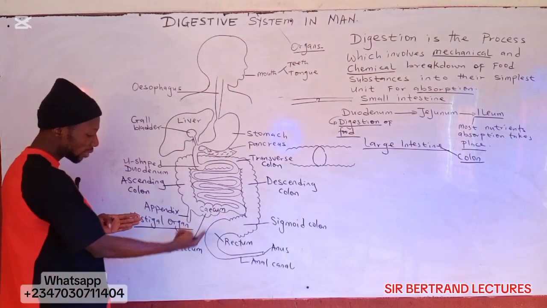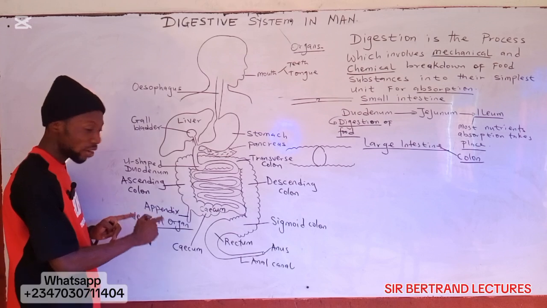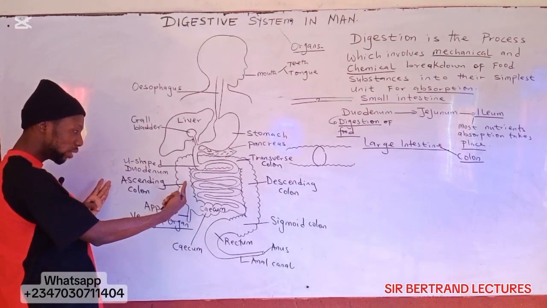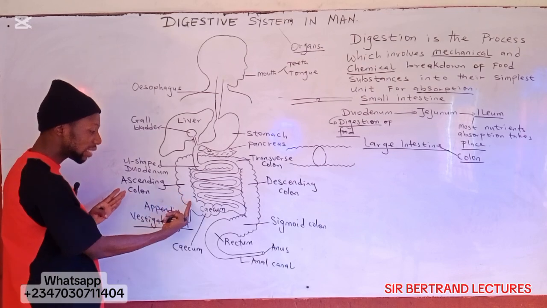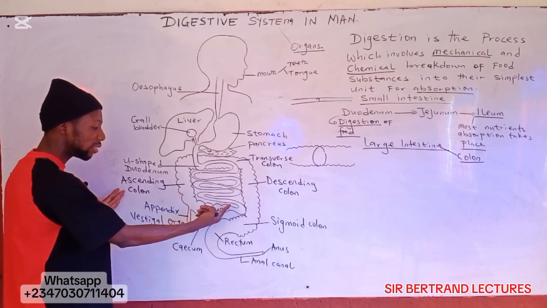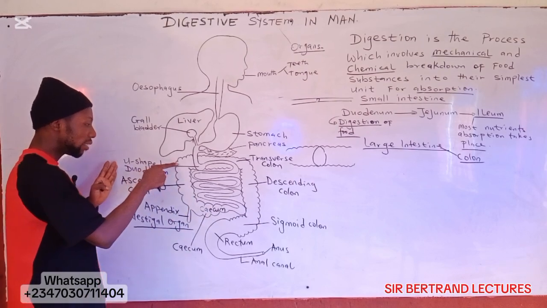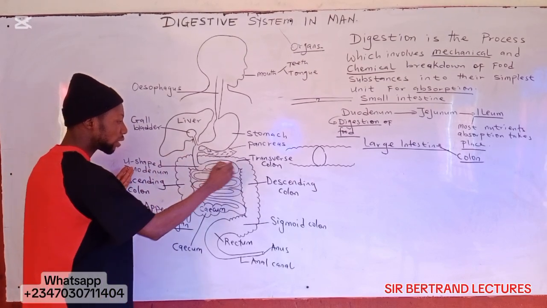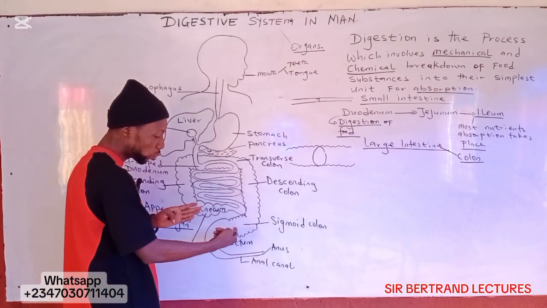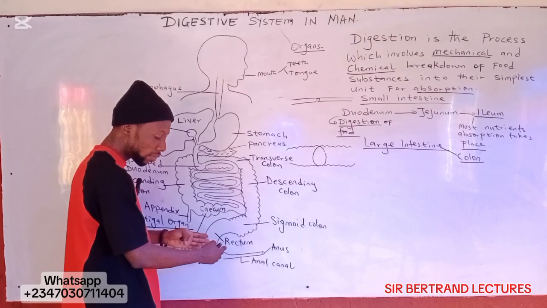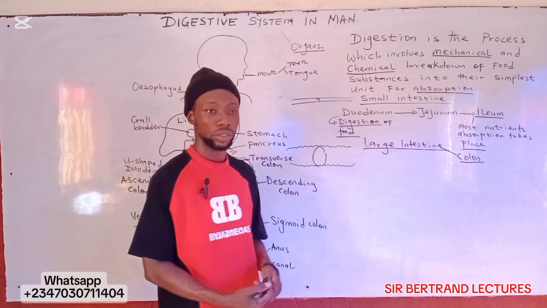We have it here as the cecum, which is joined with the appendix, the vestigial organ. Then we have the ascending colon, the part of the large intestine that is ascending. Starting from the origin, this is the ascending colon, and this part here is the transverse colon. Then here is the descending colon, and the sigmoid colon that connects with the rectum. The rectum continues here as the anal canal, which ends as the anus.